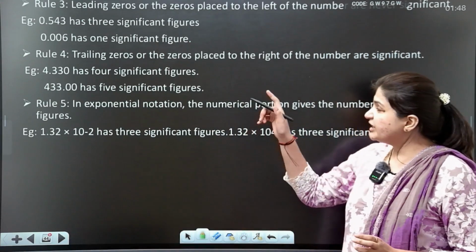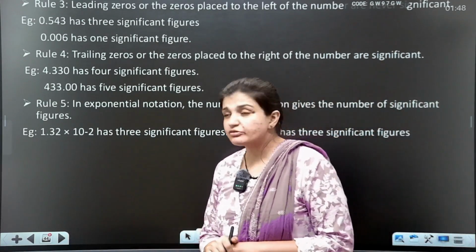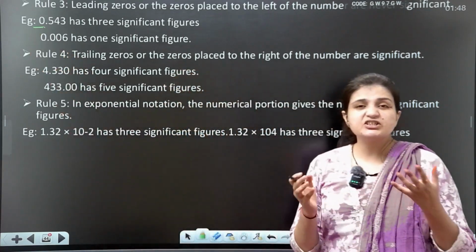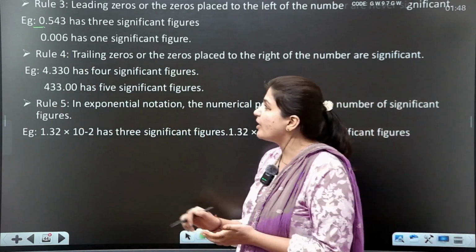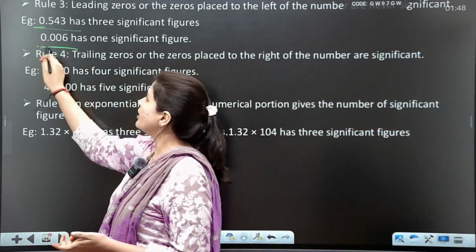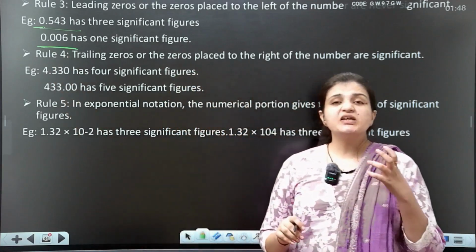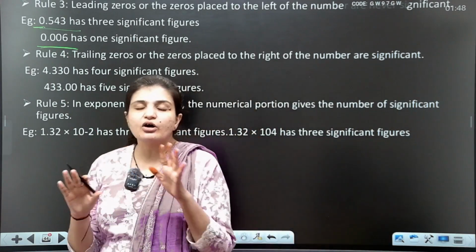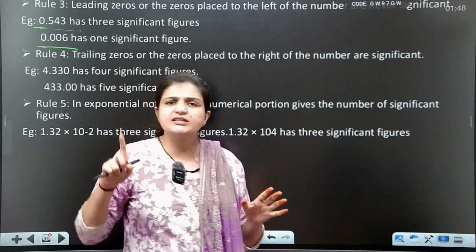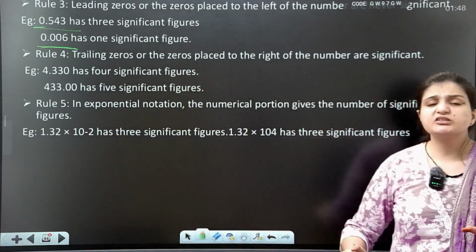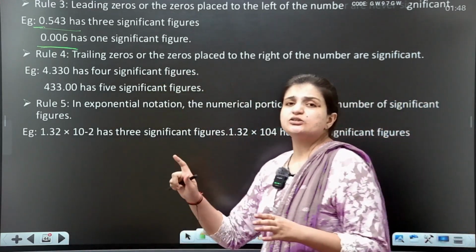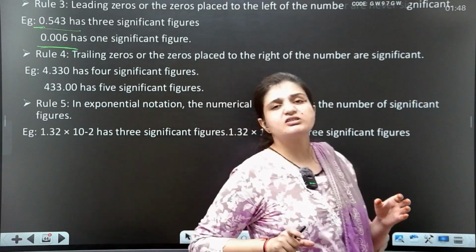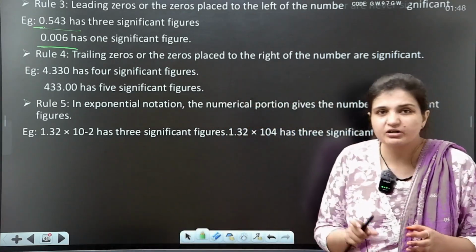Then leading zeros will not be counted. If initially we have zeros, like 0.543 or 0.006, here we have the zeros at the initial level. So leading zeros are not counted. You just have to remember this rule: when we have zeros at the leading places, they will not be counted.